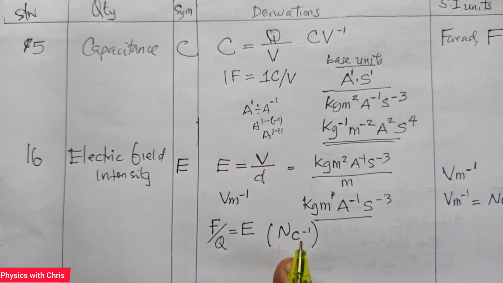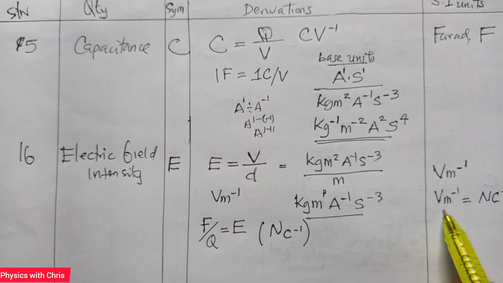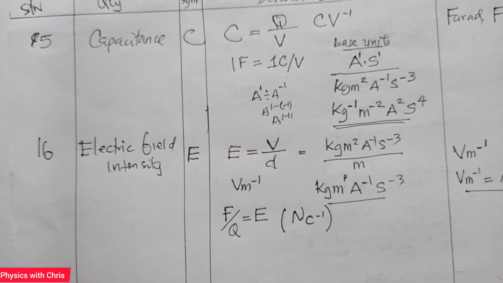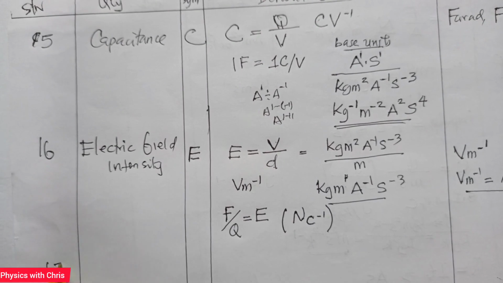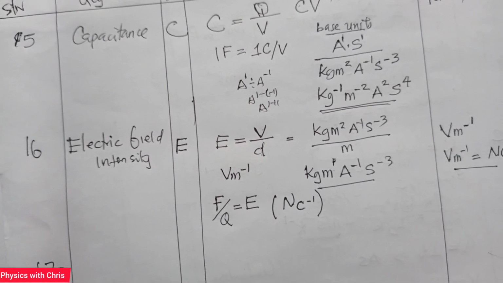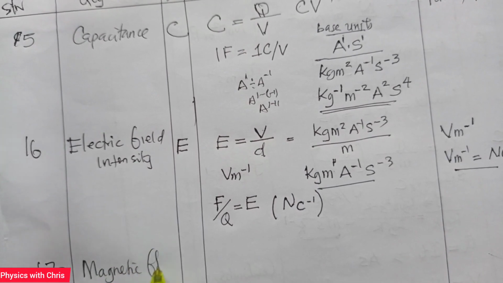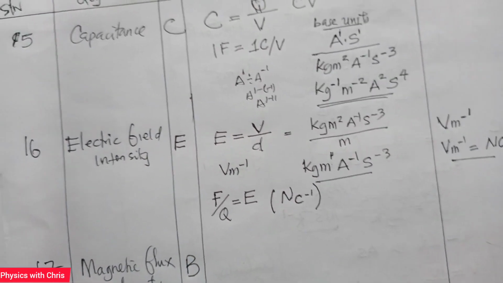And by the time you break this down, you come to see that Newton per coulomb is equivalent to volts per meter. Okay, now let's see one or two more before I round up this session. We're looking at magnetic flux density. So this quantity is a property of magnetic field.